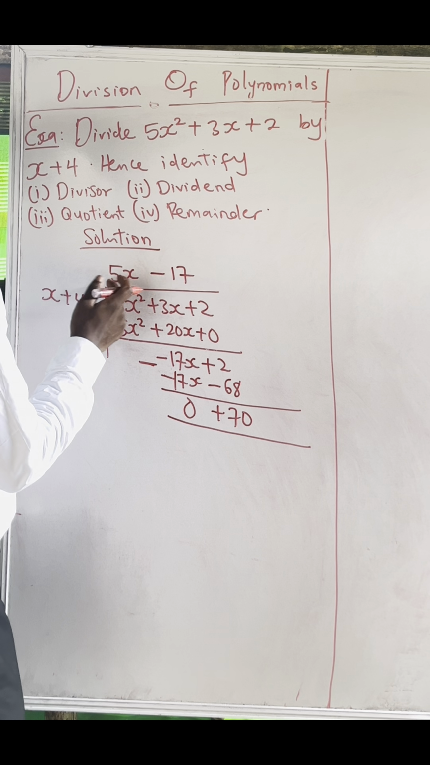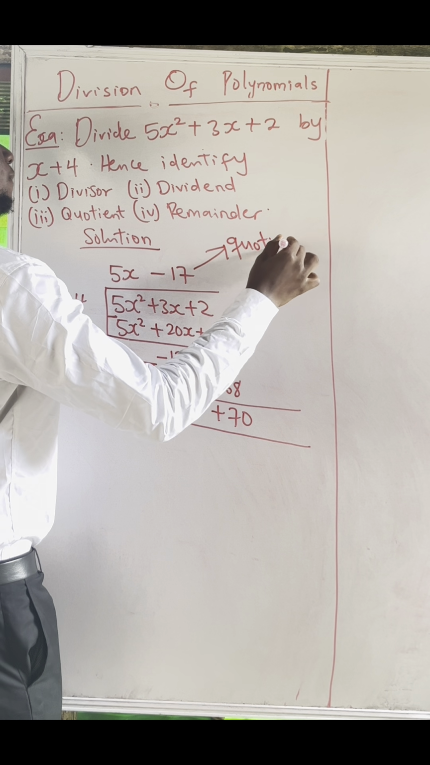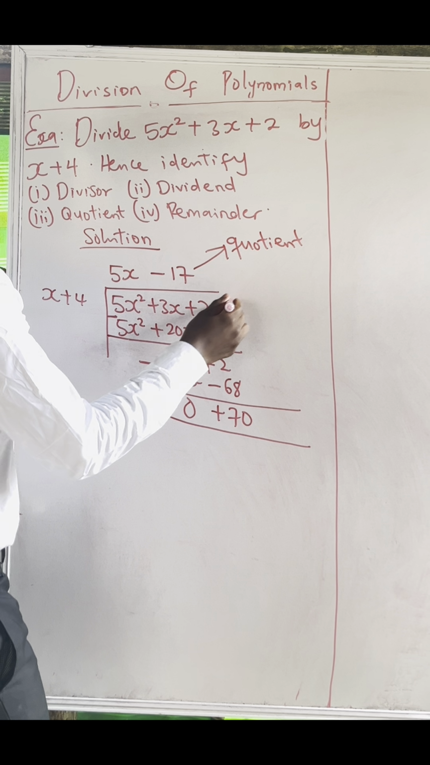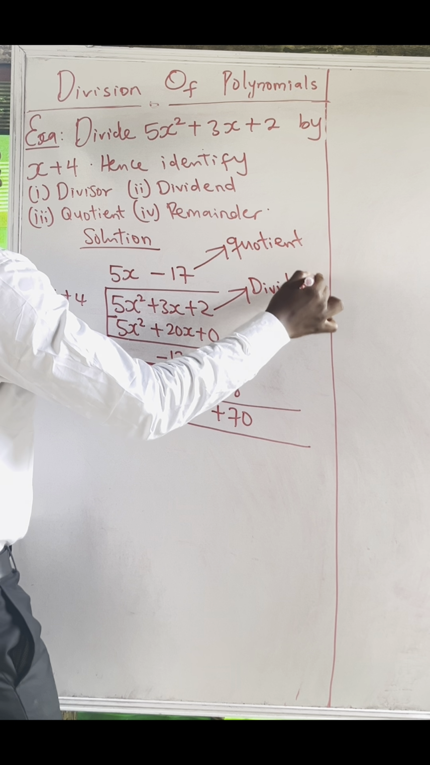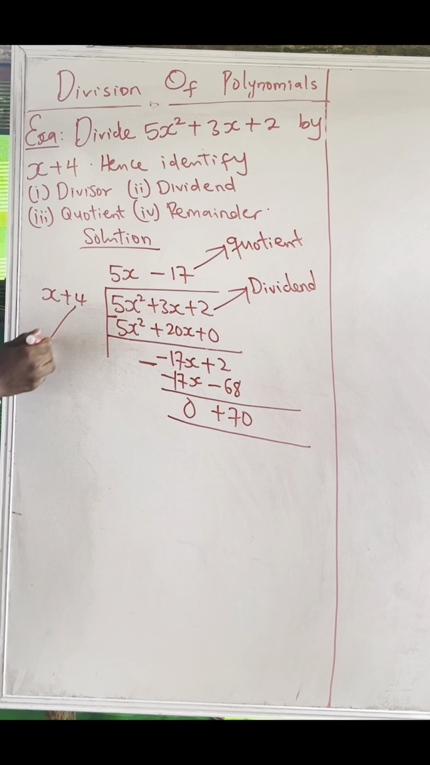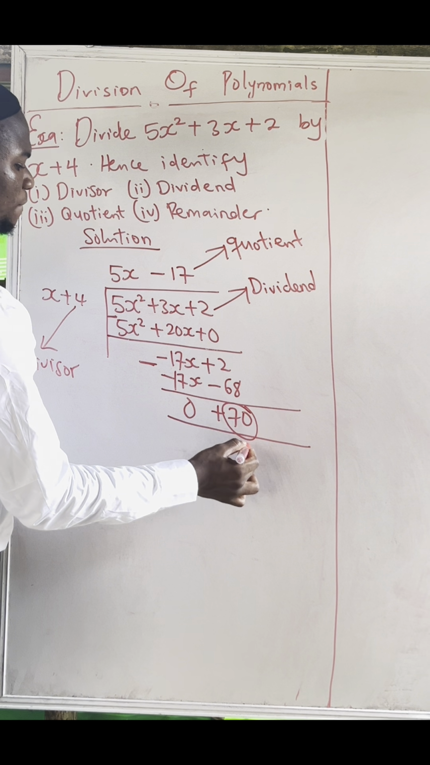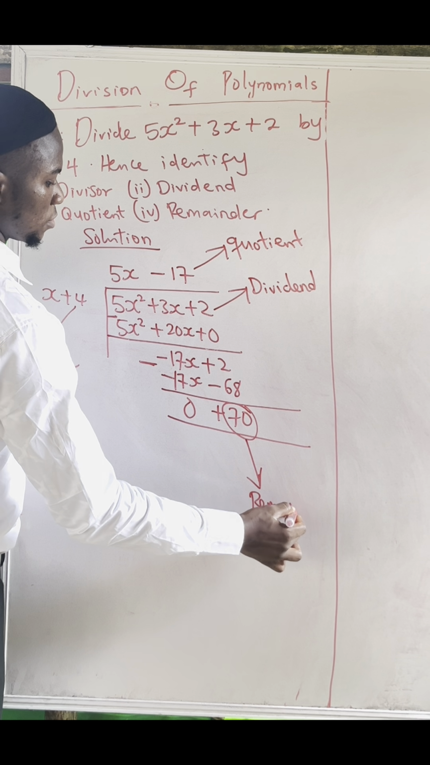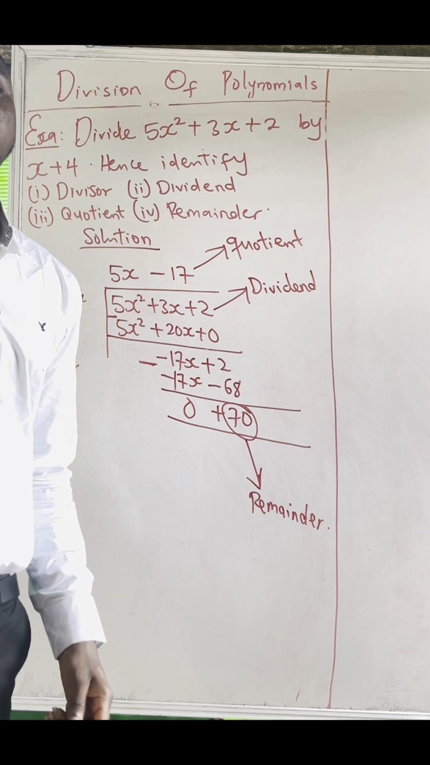Anything that is written up here is known as the quotient. Now, the first thing we are dividing is known as the dividend. What we are using to divide is known as the divisor. Then the final answer we get here is known as the remainder. So that's that, guys. So let's talk about the zeros of polynomials.